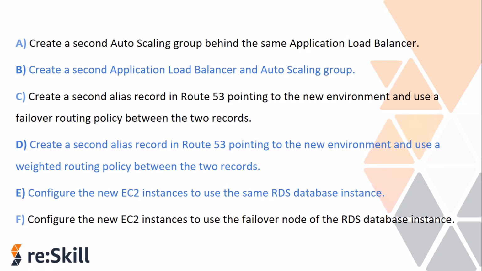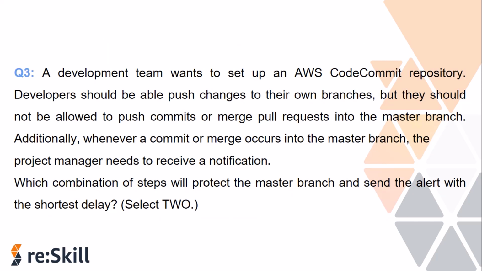Okay, that's how you can get the correct answers out of this. Now the next question: a development team wants to set up an AWS CodeCommit repository, and developers should be able to push changes to their own branches, but they should not be allowed to push commits or merge the pull request into the master branch.